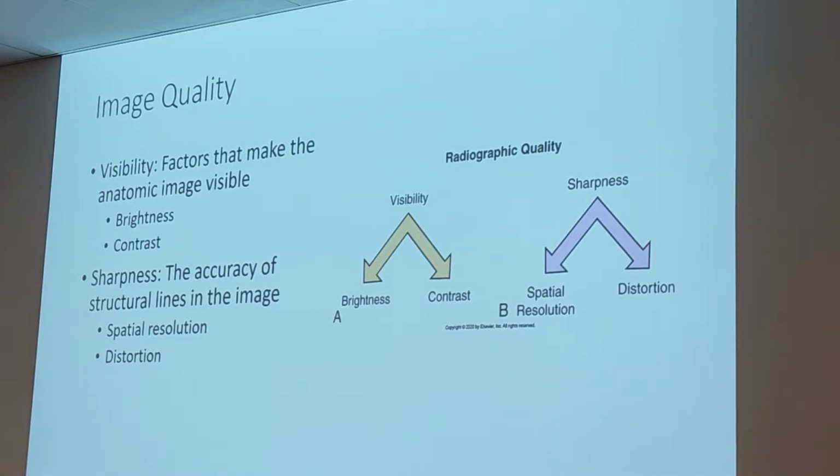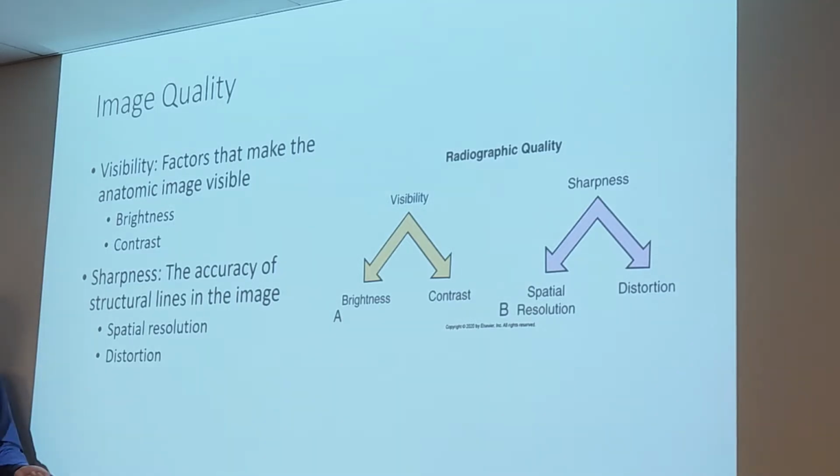Okay? So make sure you do know these terms. Right? It's very easy for me to ask you something like, which of these is considered to be visibility? Which of these is considered to be sharpness? Which of these does not belong? Does that make sense? So make sure you are familiar with these categories, with these groups.